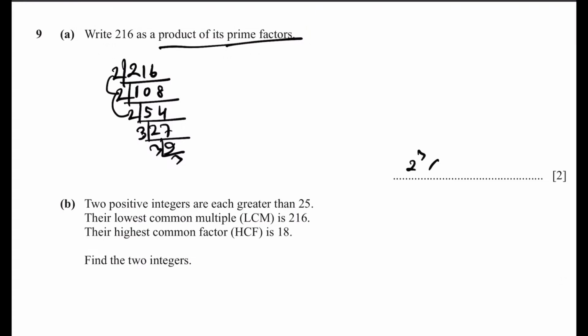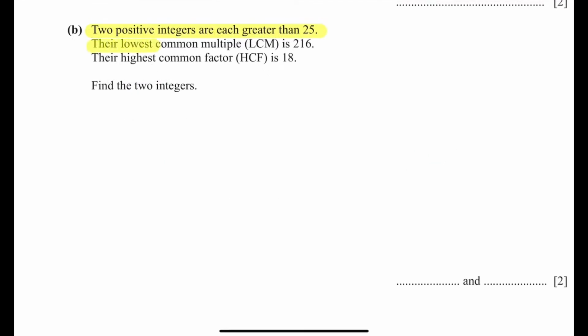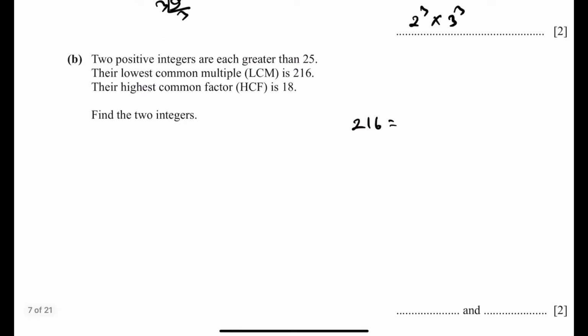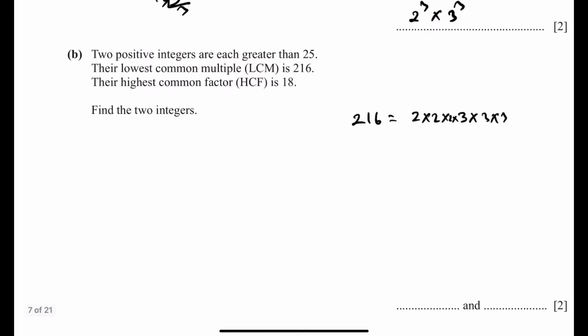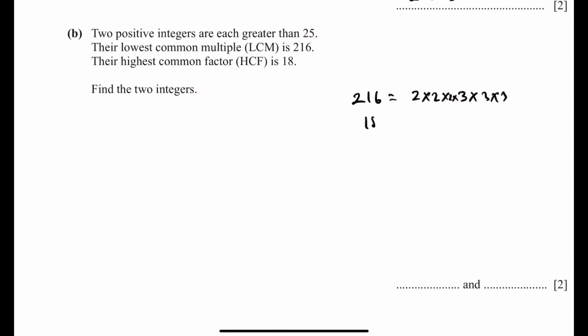You can write 2 cube times 3 cube. The lowest common multiple, LCM, is 216. Highest common factor is 18. So we need to find two integers. 216's prime factors are 2 times 2 times 2 times 3 times 3 times 3. Already we have done this in question A. Now let us check 18 as 2 times 3 times 3.